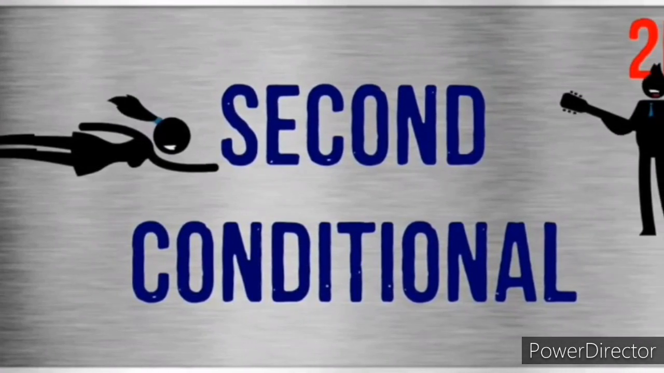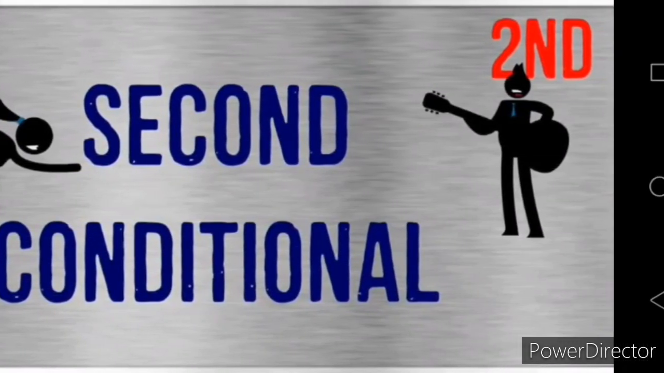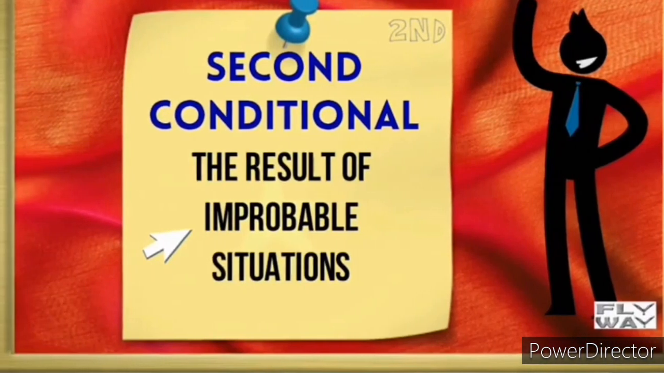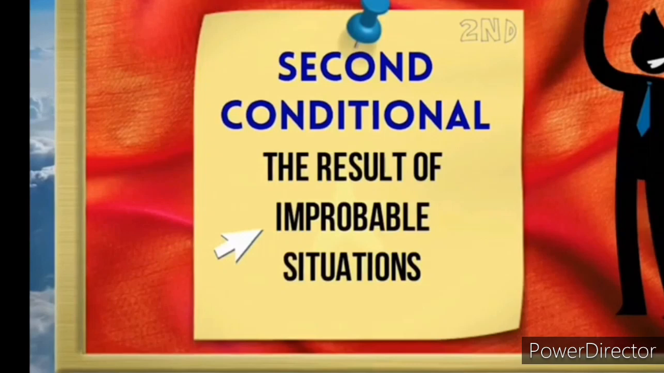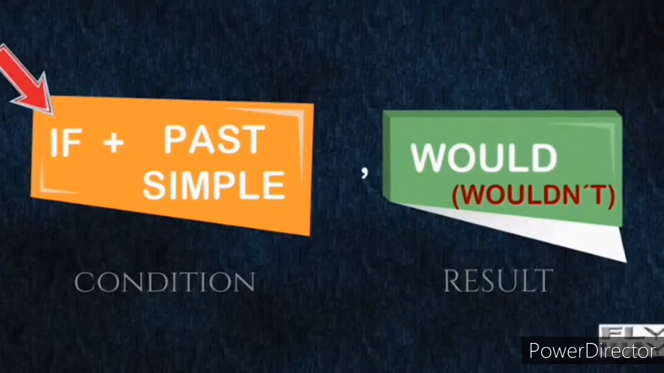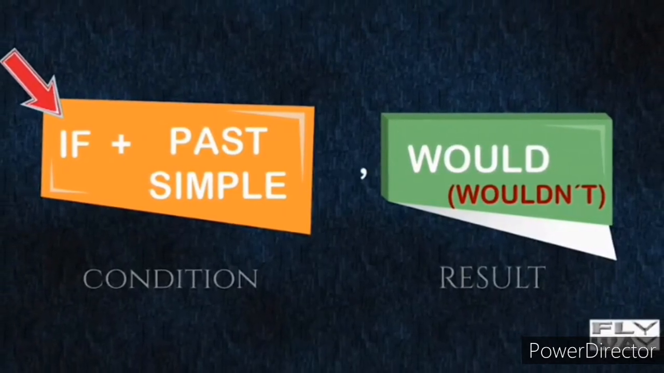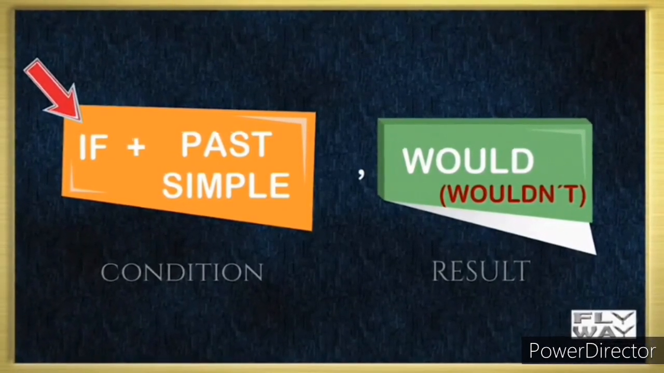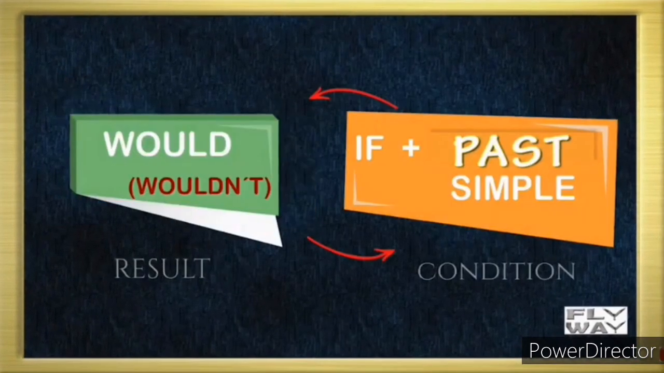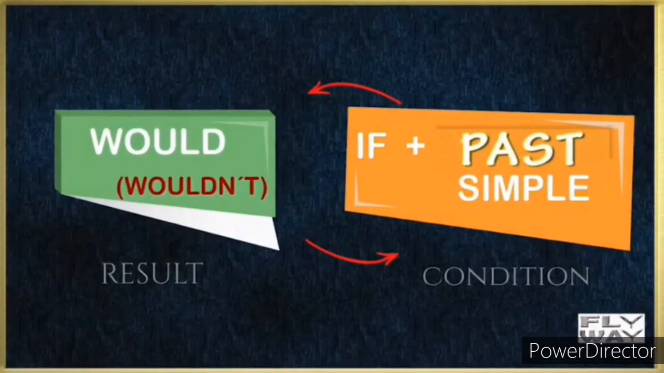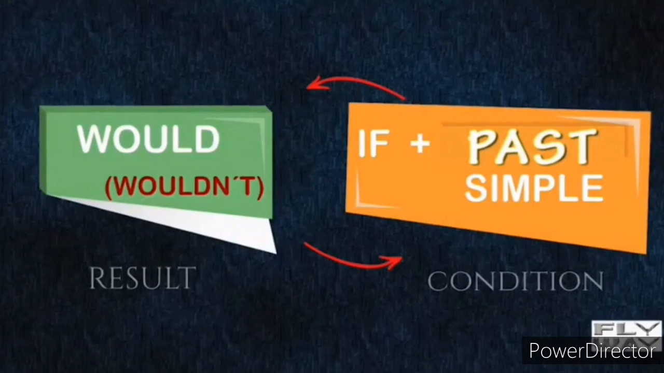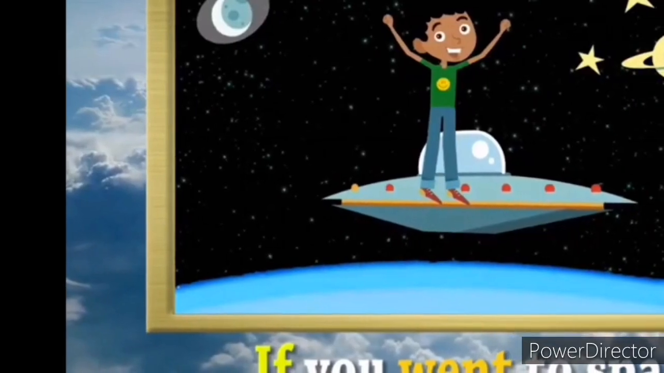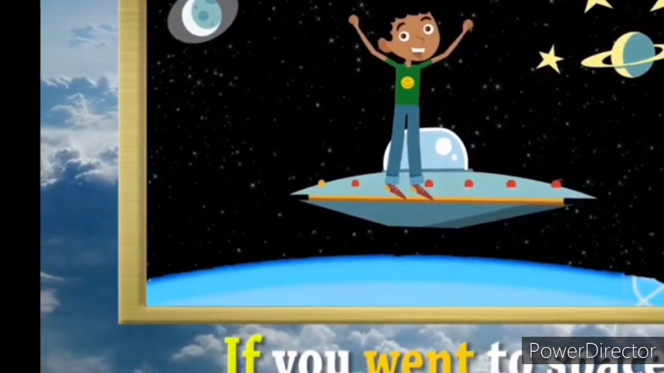Next, second conditionals, which are the result of improbable and imaginary situations. Here, the conditional part comes with the simple past form, that is V2 form, and we use would plus V1 in the result part. The condition part can also be followed by the result part, as we saw in the above cases. Now see this example. If you went to space, you would need a space suit.